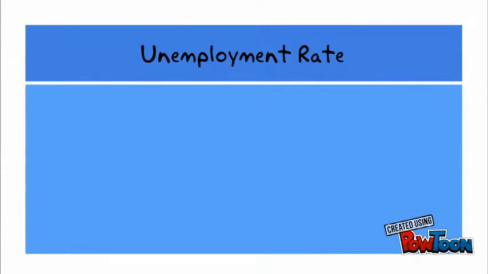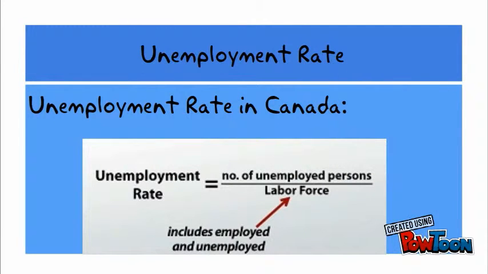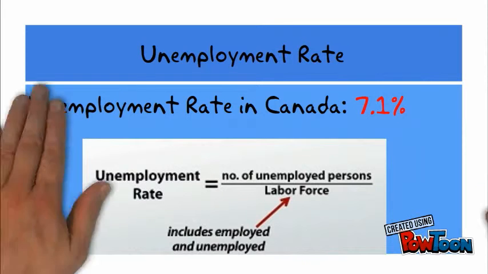The unemployment rate is a relatively simple calculation, taking the number of unemployed people and dividing it by the total number of people in the labor force. Canada's current unemployment rate is 7.1%, just a bit over the natural rate, which we will talk about later.